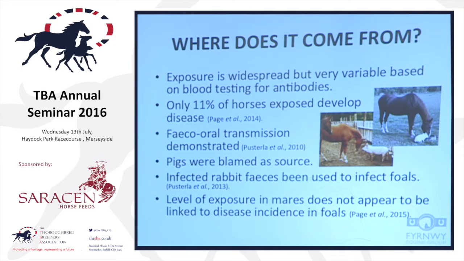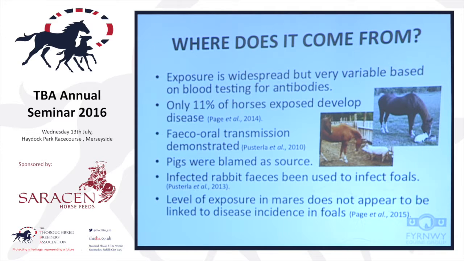Probably what's most likely is that there's a role of rodents. Certainly rabbits, infected rabbits' feces have been used to infect foals. So rabbits get it, and they've taken rabbit feces with levels of the bacteria in them, fed them to foals, and they've gone on to develop a form of the disease, not the really severe form that we see. So essentially the message there would be, if you're having trouble with Lawsonia and you have a lot of rabbits, get rid of the rabbits. It would be a very sensible thing to do.